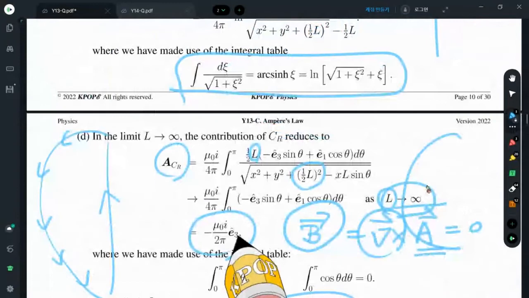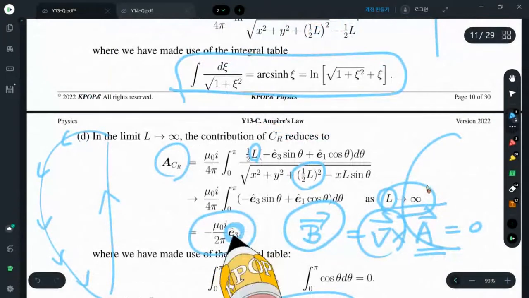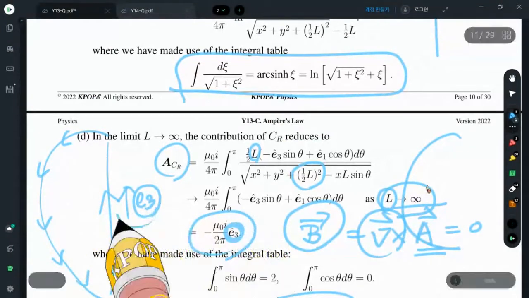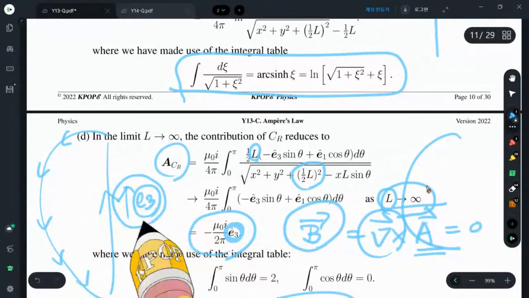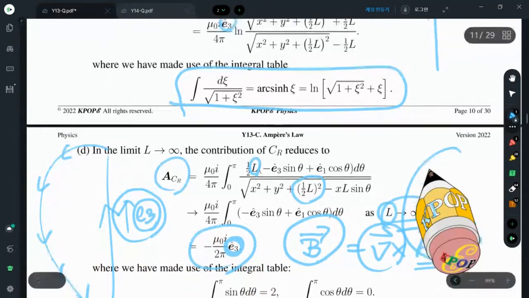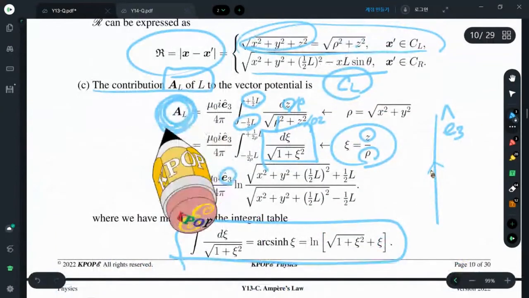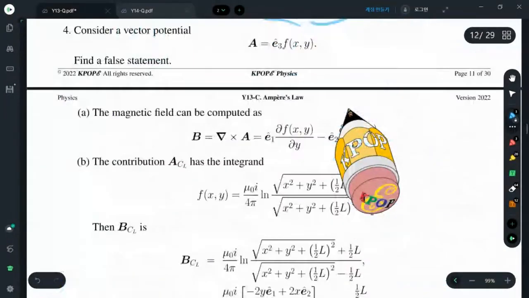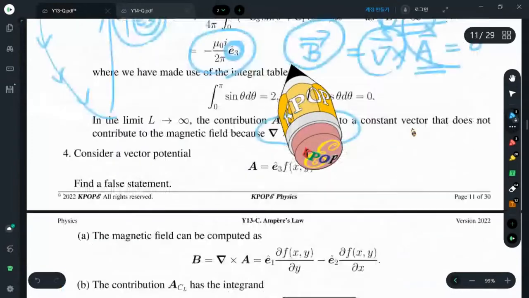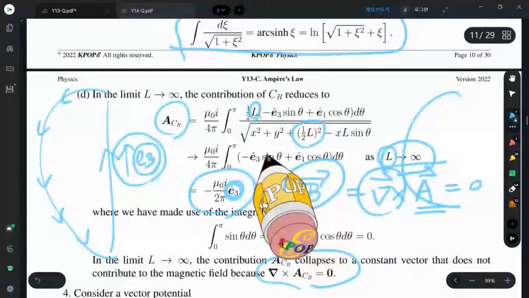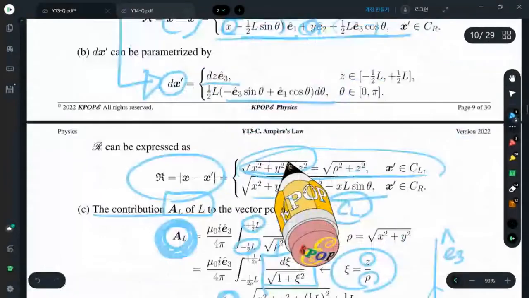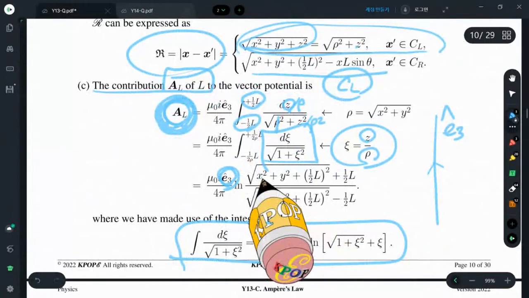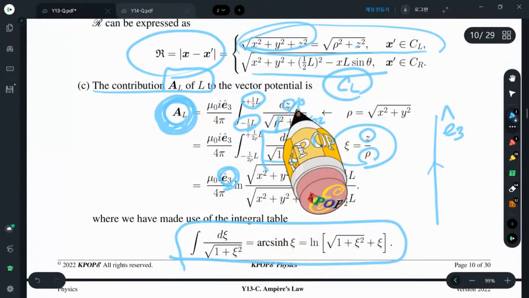Anyway, this one is also proportional to E3. This contribution, although it is finite, is parallel or anti-parallel to E3, depending on sign. And this straight wire contribution is also parallel to E3. In that case, it is a function of x and y only. Theta is a function of x and y. In here, we have x and y only. There is no z component. The z has been integrated out.